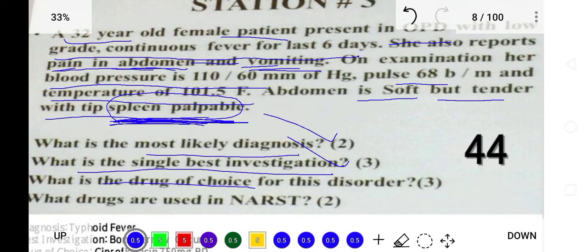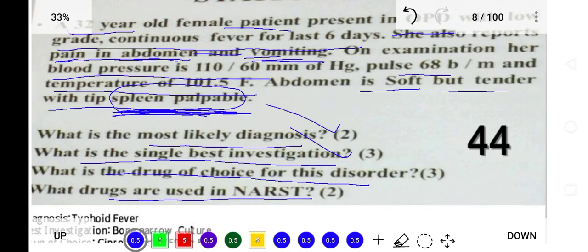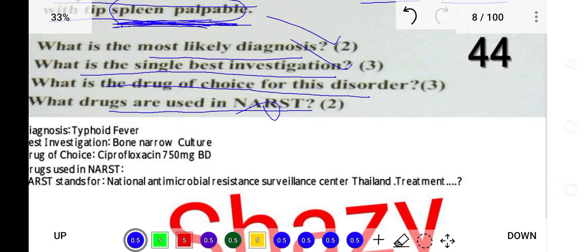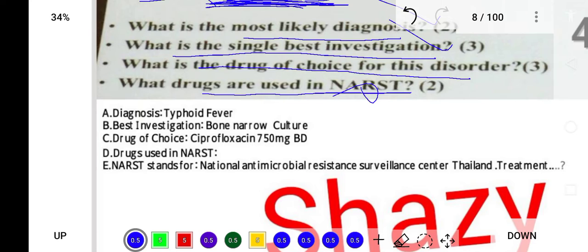And the drug of choice for this disorder, what are the drugs used for NARST? Okay, leave this NARST. So the diagnosis of the patient is typhoid fever, and the best investigation is bone marrow culture. Okay, bone marrow culture can be performed. And the drug of choice is ciprofloxacin 750 milligram BD.